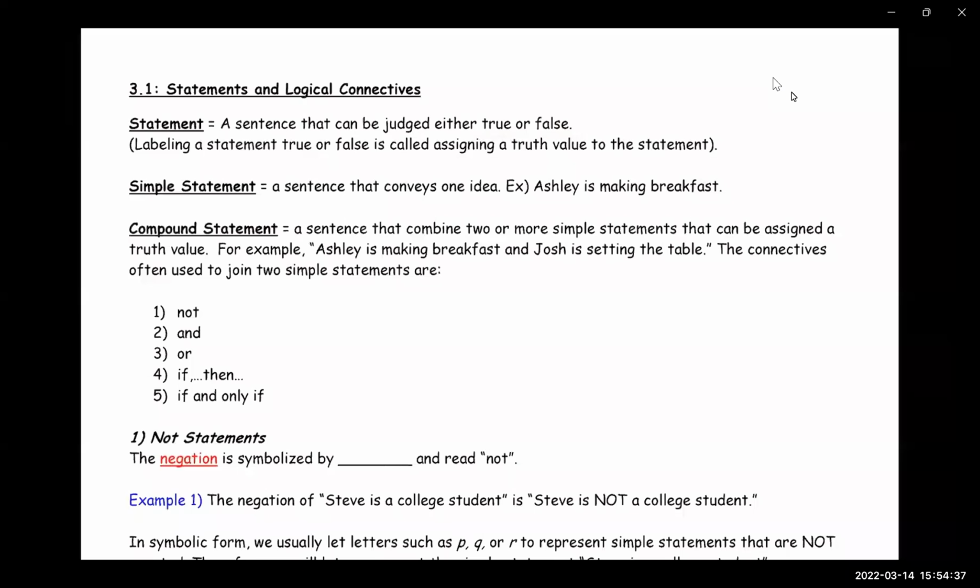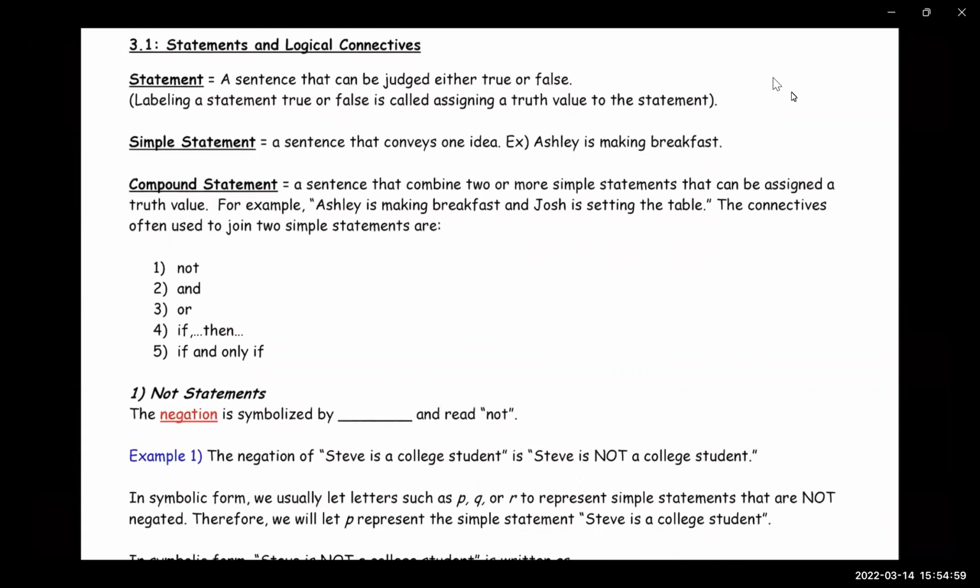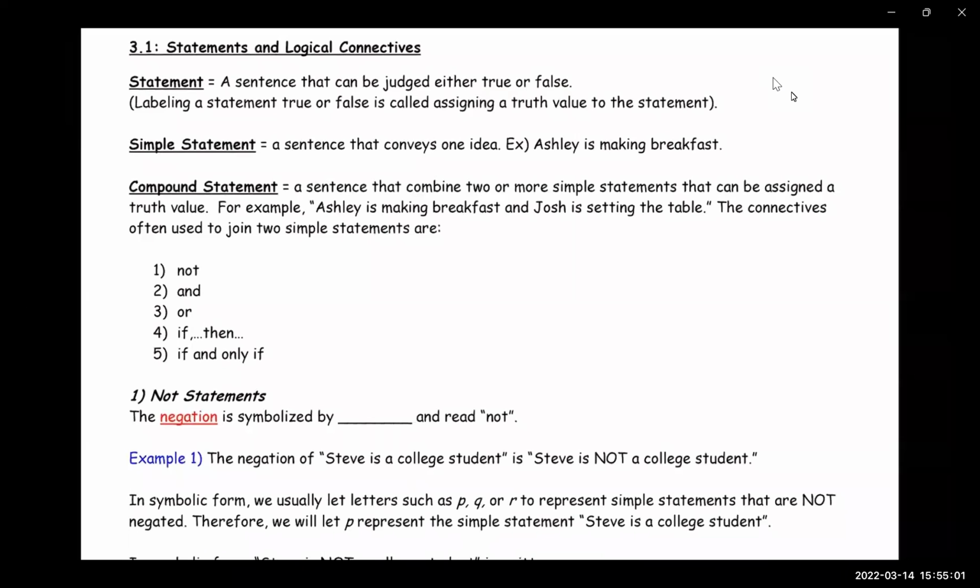So, for example, the sky is blue. That would qualify as a statement because it's either true or it's false. But you couldn't say, I like jazz music, because that doesn't have a true or false binary component to it. So that would not be considered a statement.